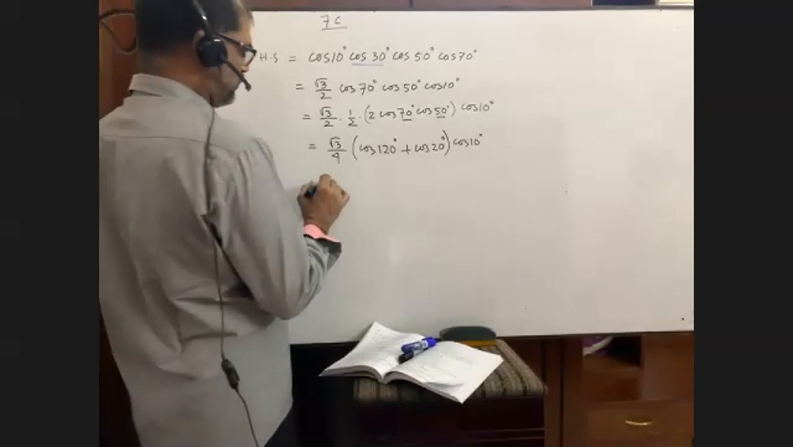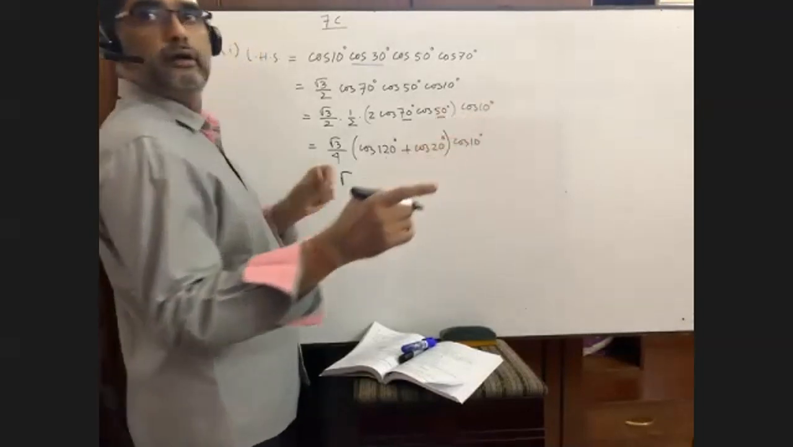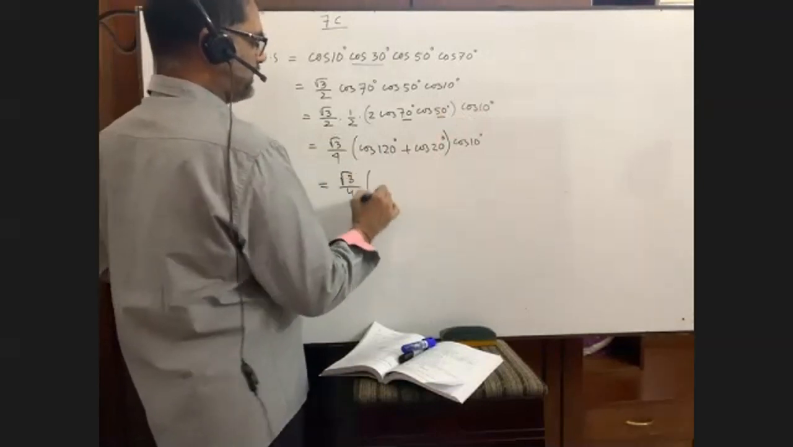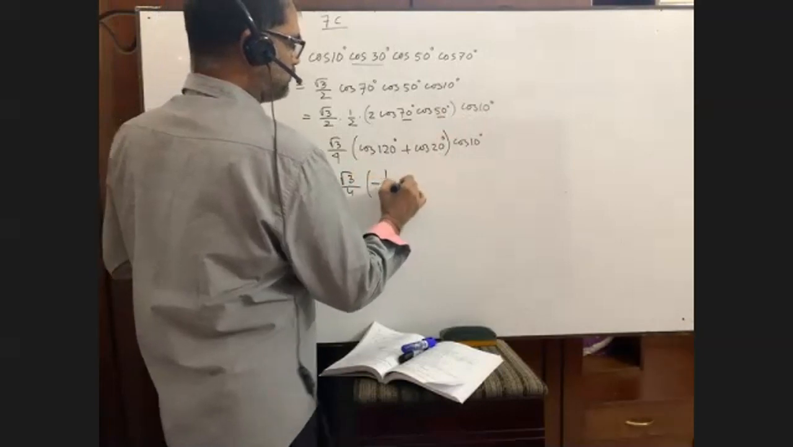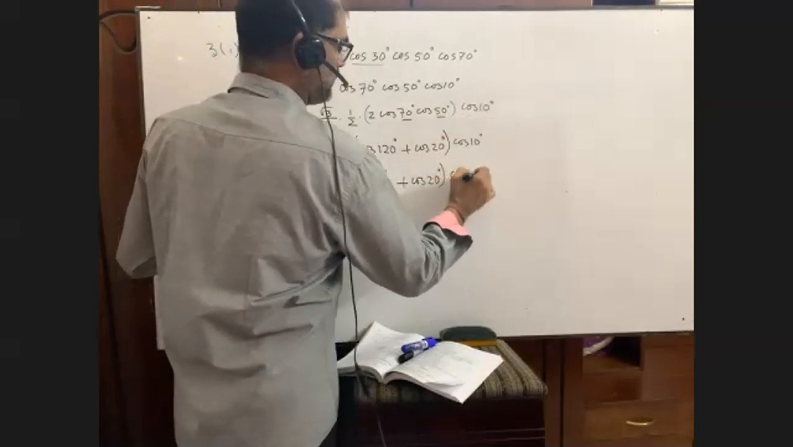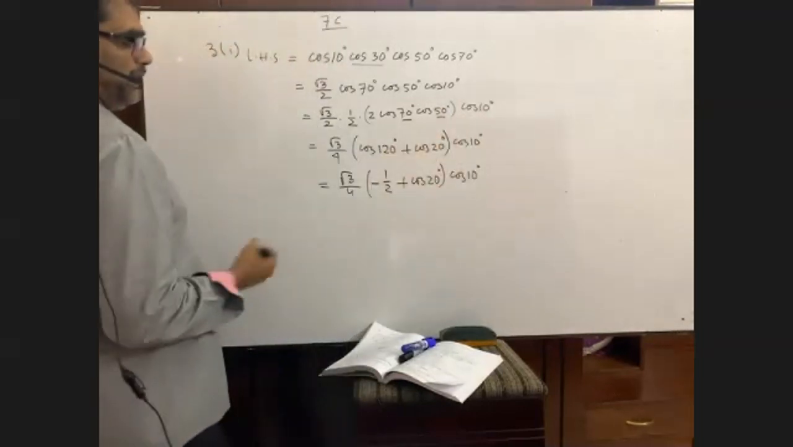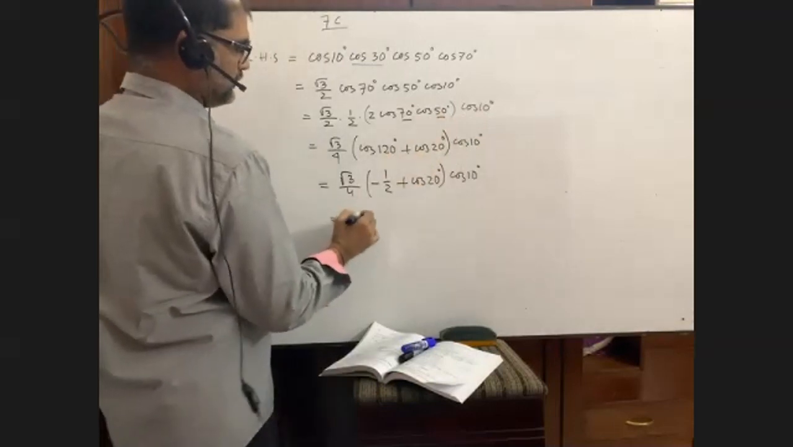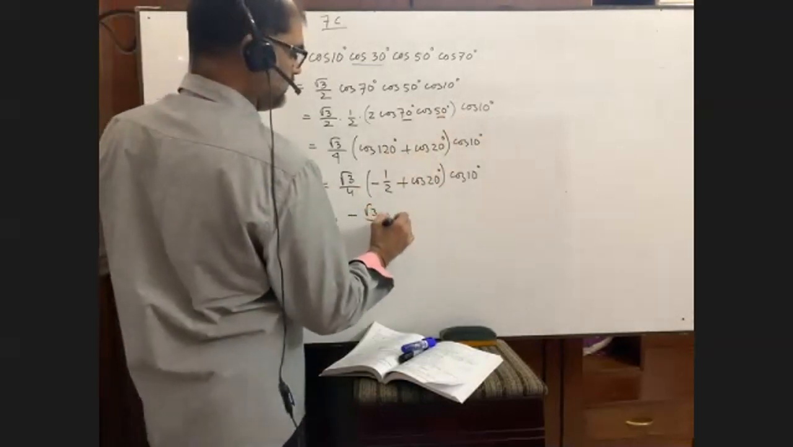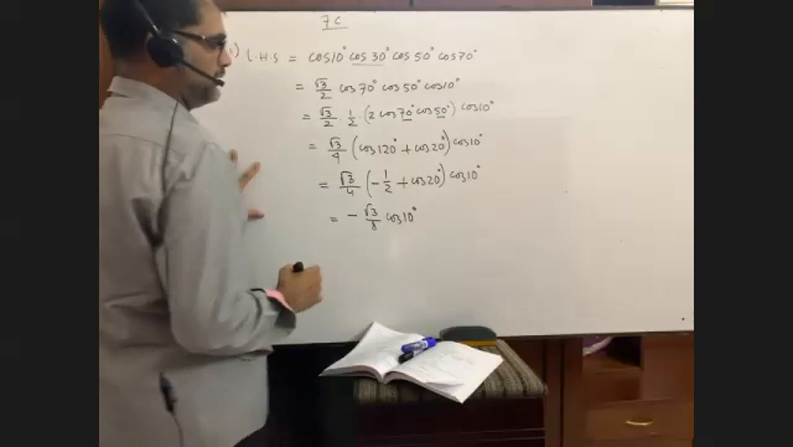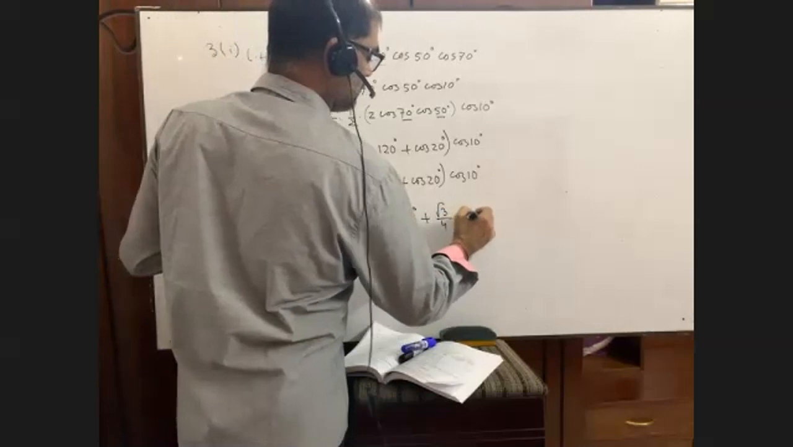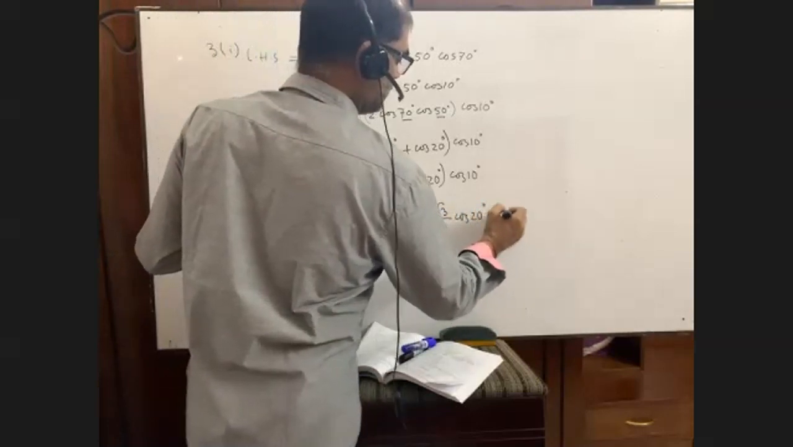What is the value of cos 120 degree? Minus half. Cos 120 degree, use the calculator. Minus half. Minus half plus cos 20 degree into cos 10 degree. Okay, now I have to multiply. This is minus root 3 by 8 cos 10 degree. Please try to understand. Plus root 3 by 4 cos 20 degree into cos 10 degree.